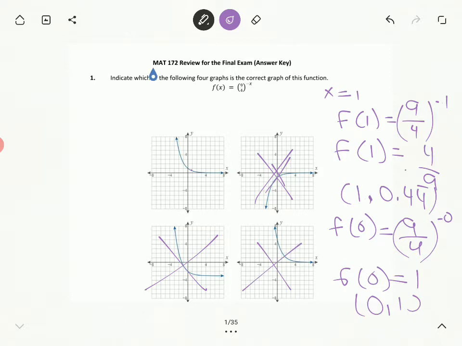Now let's try another one, f(0). Anything to the 0 power is 1. So (9/4) to the 0 power is also 1. So f(0) is equal to 1. So that's the point (0, 1). So this is the only graph that satisfies our function.